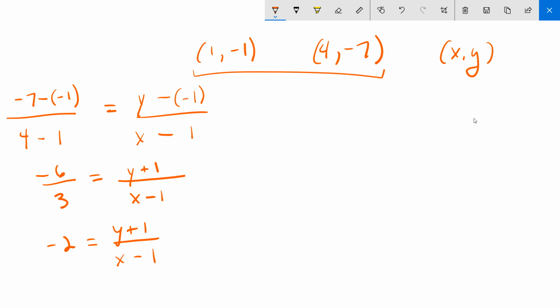Now I'm at the same point. This is kind of like where we started with the other problem. So now I'm just going to move the denominator over to the other side. So I'll have minus 2 times this x minus 1. And that'll equal y plus 1. And then what do I do next?